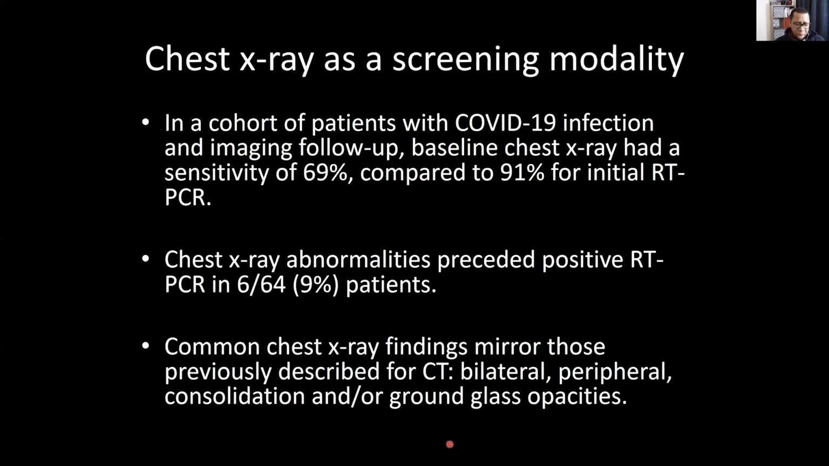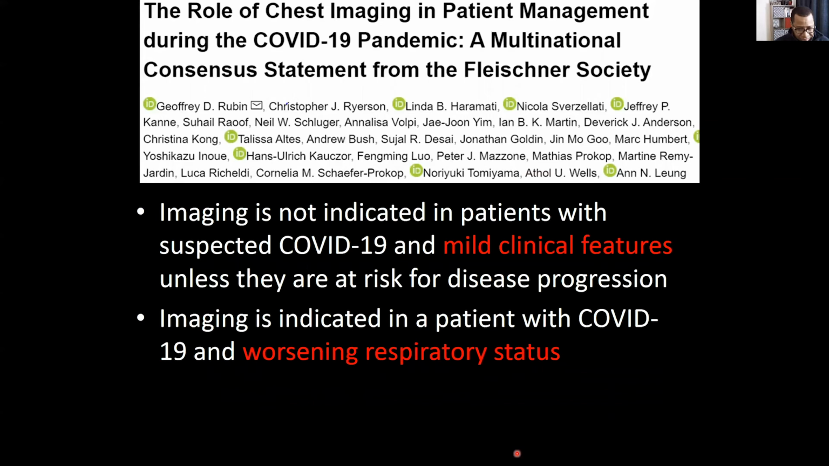All you really can see is opacities. They could be hazy, they could be more dense, but they should be typically bilateral and peripheral. So based on their early data, the Fleischner Society, which is a multinational group of thoracic experts around the world, came out with a statement that imaging is not indicated in patients with suspected COVID-19 and mild clinical features, unless they are at risk for disease progression, right? So they have mild clinical features, but the clinician thinks they could be progressing.